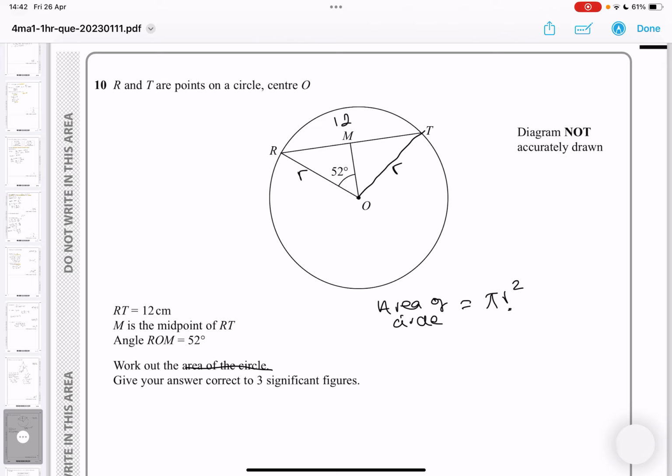So what this shows is that this is an isosceles triangle, okay? We know that's going to be 52 degrees because these triangles are congruent. And because this is an isosceles triangle, we can work out what angle ORT is. We just need to do 180 minus 52 plus 52, which is 104, divided by 2 to work out this angle here. So if I do that quickly, that's going to give me 38 degrees. So to work out the area of the circle, we need radius.